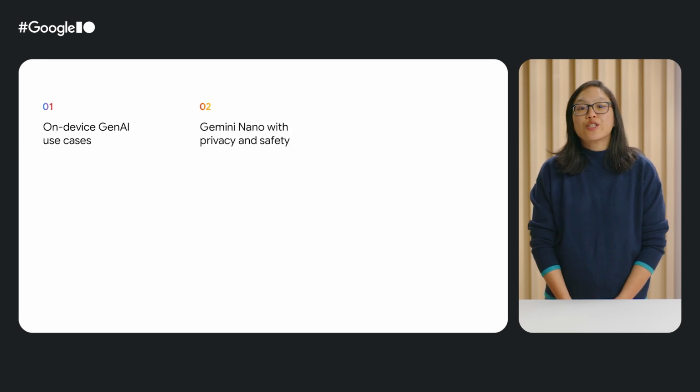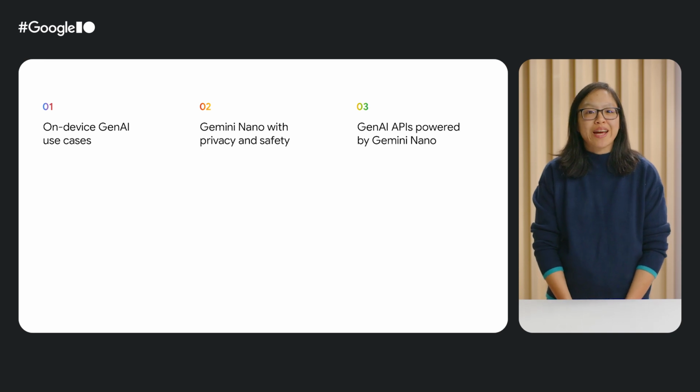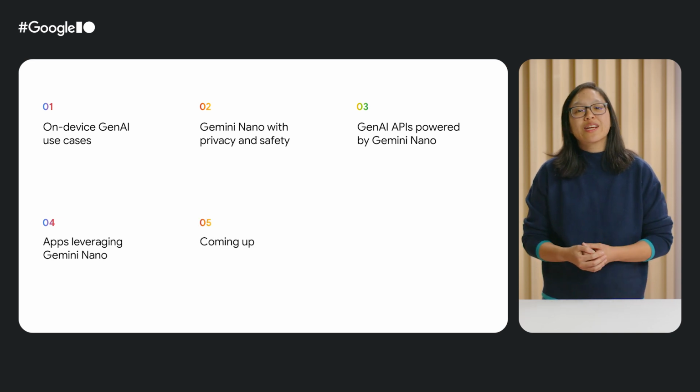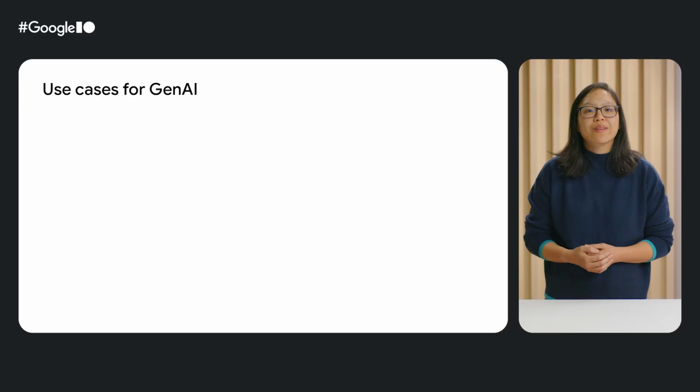apps, Gemini Nano, Google's most efficient model that's optimized for mobile devices and built with privacy and safety by design, a set of new Gen AI APIs powered by Gemini Nano to help your app perform the most common tasks, apps that are already using Gemini Nano in production, and preview what we're working on next to help bring Gemini Nano to more developers. Let's start by exploring what type of use cases are well suited for Gen AI.